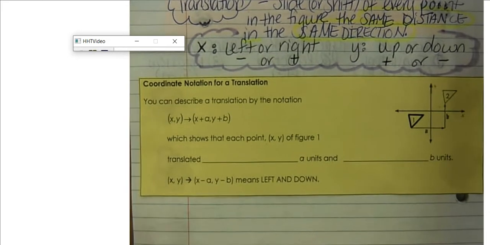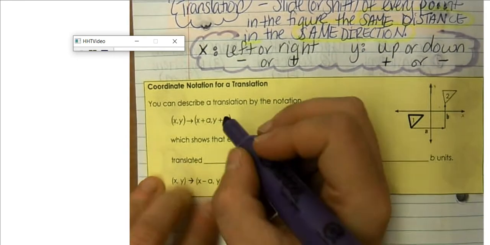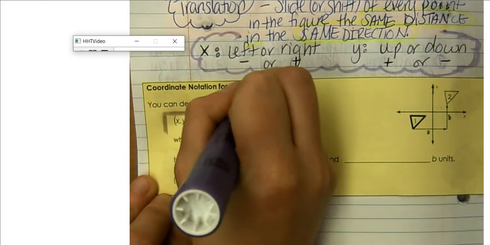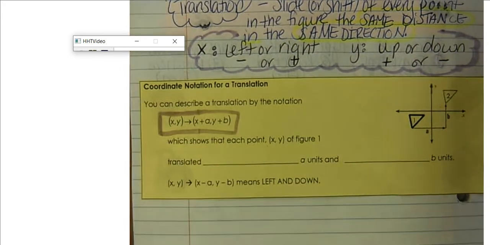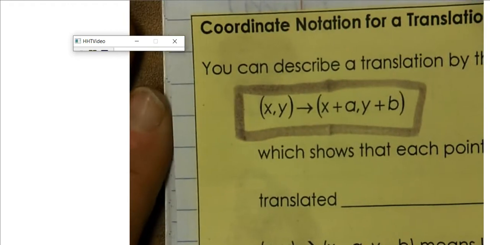So we have coordinate notation for a translation. You can describe a translation by the following rule. This is called a rule. And it's a certain notation where it says X, Y, and I'll zoom in really quick so you can see this. This is known as a rule.